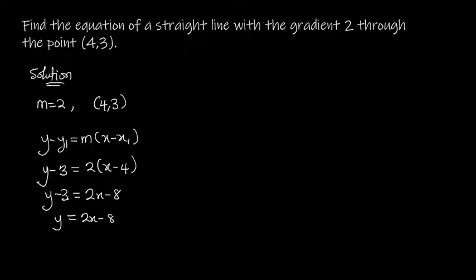From here, I maintain my y here is equal to 2x minus 8. Then I send the negative 3 to the other side, it becomes plus 3. So my y is equal to 2x minus 8 plus 3 will give me minus 5. So this is minus 5. And this becomes my equation of that particular straight line.